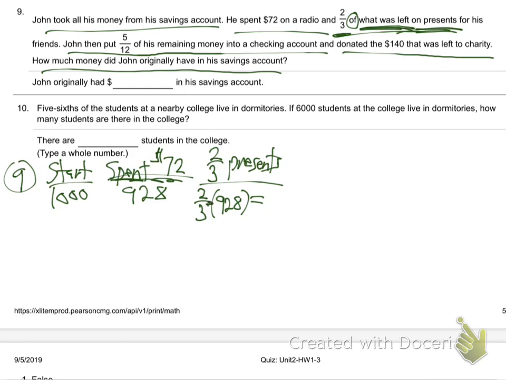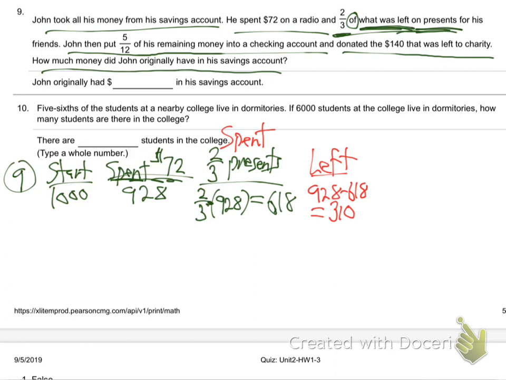2/3 times 928. So if you take a calculator, 2 divided by 3 times 928, I'm getting like 618 and then some decimals. I don't care about those decimals. I know this answer isn't right, but I'm just going to go on. So that's 618. That's what he spent, right? He spent 2/3 on presents. So what is he left with? 928 minus 618, I'm just using my calculator. I'm getting 310 left.